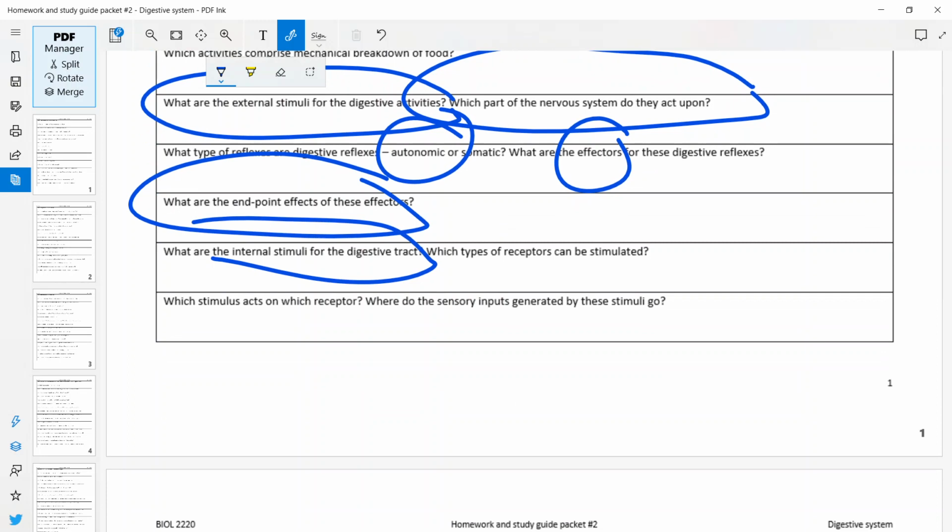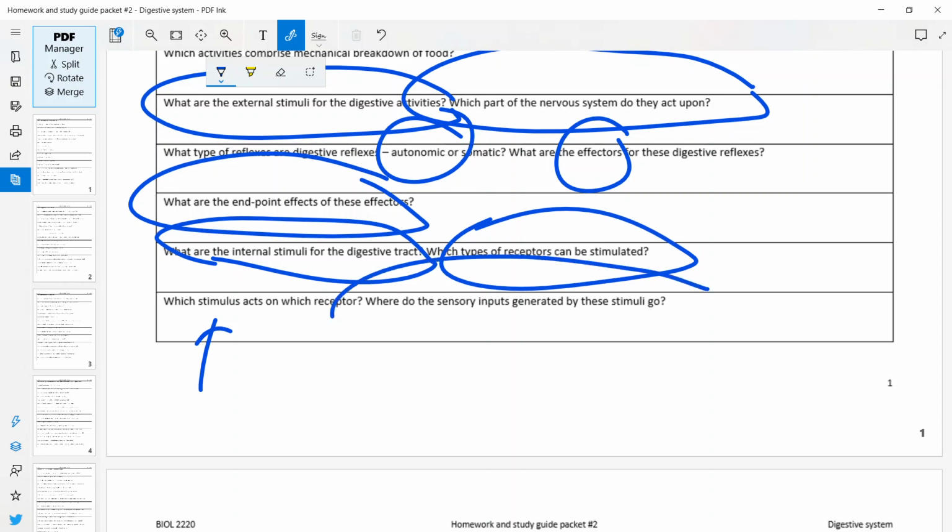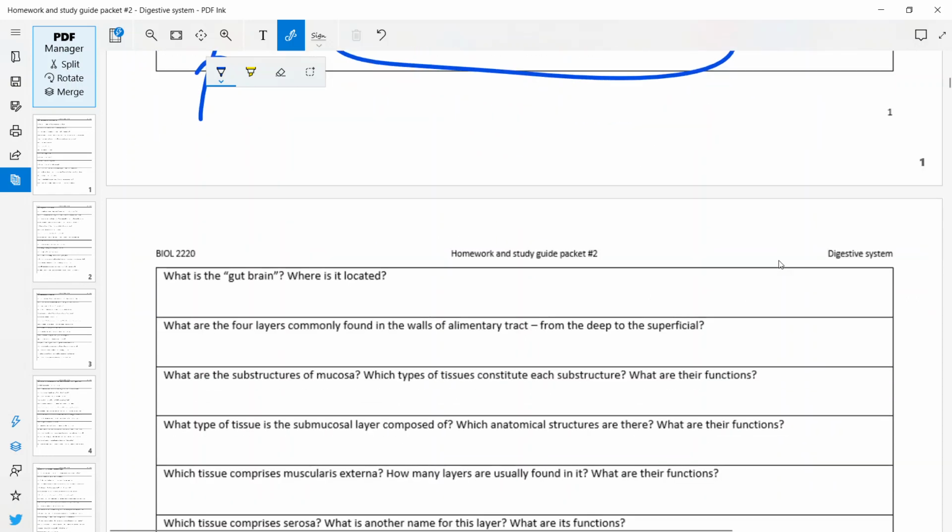Internal stimuli for the digestive tract: stretch of digestive organs and change in the pH or chemical composition of the food while in the digestive tract. So receptors will be chemoreceptors and mechanoreceptors. Stretch acts on the mechanoreceptors, while chemicals act on the chemoreceptors. Sensory inputs go first and foremost into the medulla oblongata. So you can basically think of it this way: practically all digestive reflexes are mediated by the medulla oblongata.